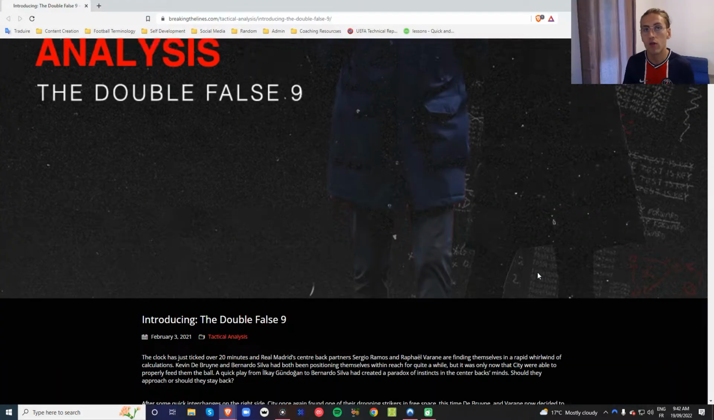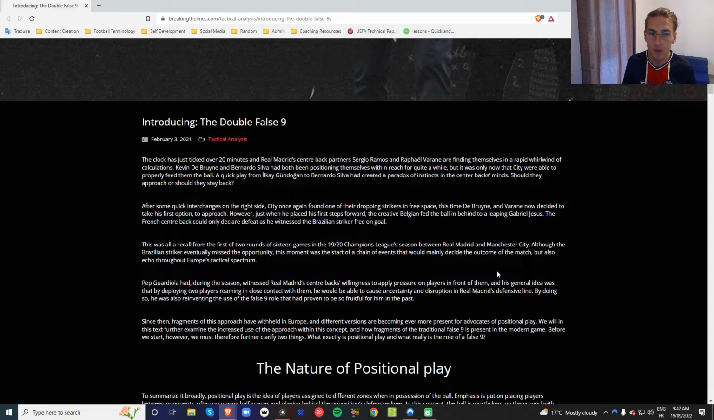In the example we've got from Marcus, we'll have a look here. Kevin De Bruyne and Bernardo Silva had both been positioning themselves within reach for quite a while, but it was only now that City were able to properly feed them the ball. And we've got another example here. However, just when he placed his first step forward, the creative Belgian fed the ball in behind to a leaping Gabriel Jesus. Fed here because it's in the past.